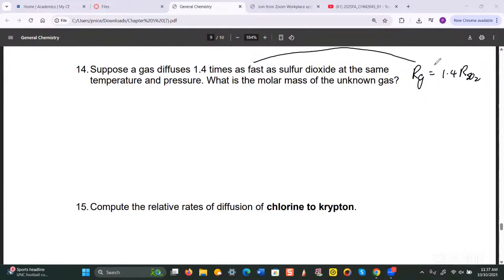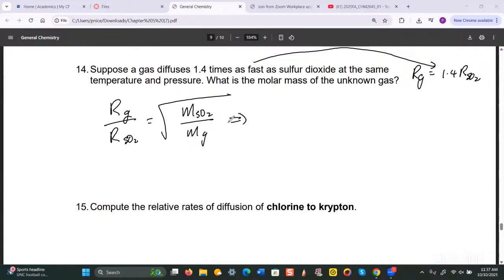This is telling you the relationship between the rate of effusion of the unknown gas and the rate of effusion of sulfur dioxide. So the question is asking, what is the molar mass of the unknown gas? Basically, we can say that the rate of effusion of the unknown gas divided by the rate of effusion of SO2 would be equal to the square root of the molar mass of SO2 divided by the molar mass of the unknown gas, right? And the question is asking for the molar mass of the unknown gas.